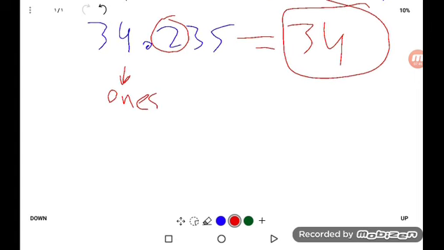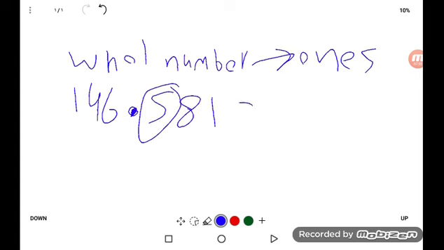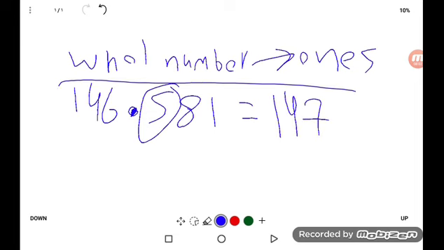Now let's say if you have another example, 146.581. We have here 5, so we round up, so the answer is 147. So this is the final answer.